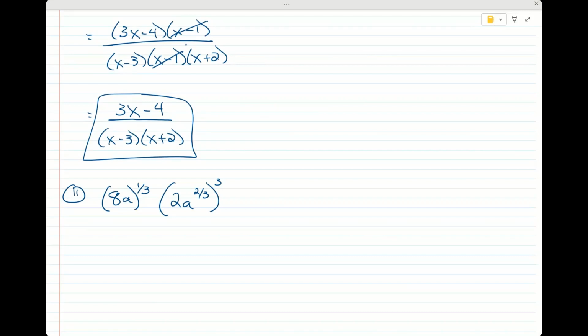First thing we do is, when we're talking about order of exponents, we do PEMDAS. Parentheses, exponents, multiplication, division, addition, and subtraction. So let's go ahead and distribute the exponents. This is 8 to the 1/3, a to the 1/3, and then 2 to the 3rd, a to the 2nd. If you distribute, 3 times 2/3 is just 2.